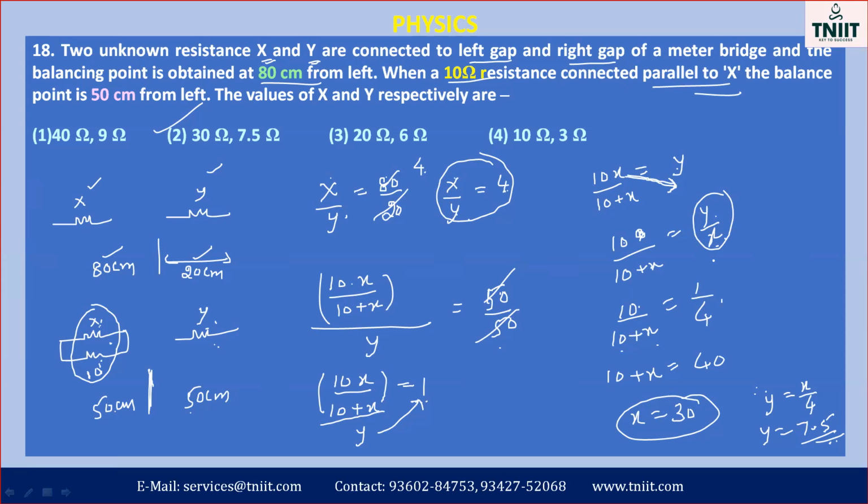So on cross multiplication, what are you going to get? 10 plus x is equal to 40. If you shift 10 to that side, it becomes 40 minus 10, that is x is equal to 30. So what is y? Y is x by 4. X is 30, 30 by 4, that is 7.5. So the answer should be option B, 30 ohm, 7.5.